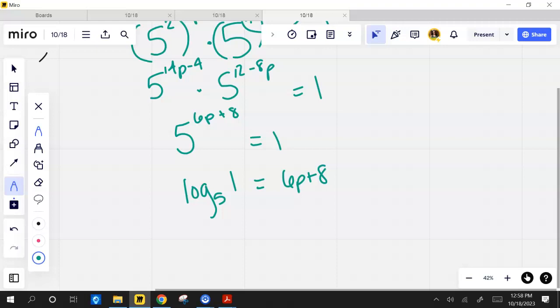I thought we were just solving for p. How else are you going to solve for p? You keep the base because the base is the same. Yeah. You just keep that.